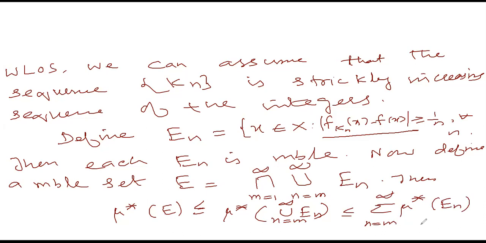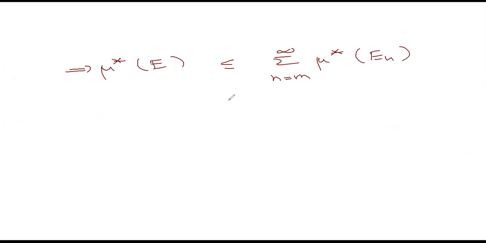Now what's mu star of E_n actually? So we have this. This implies mu star of E is less than or equal to the summation, n runs from m to infinity, mu star of E_n. But mu star of E_n is strictly less than 2 power minus n, or you can say 1 by 2 power n, by definition. Now look at this sum. It's equal to 2 power minus m plus 1. You can easily calculate, it is a geometric series.